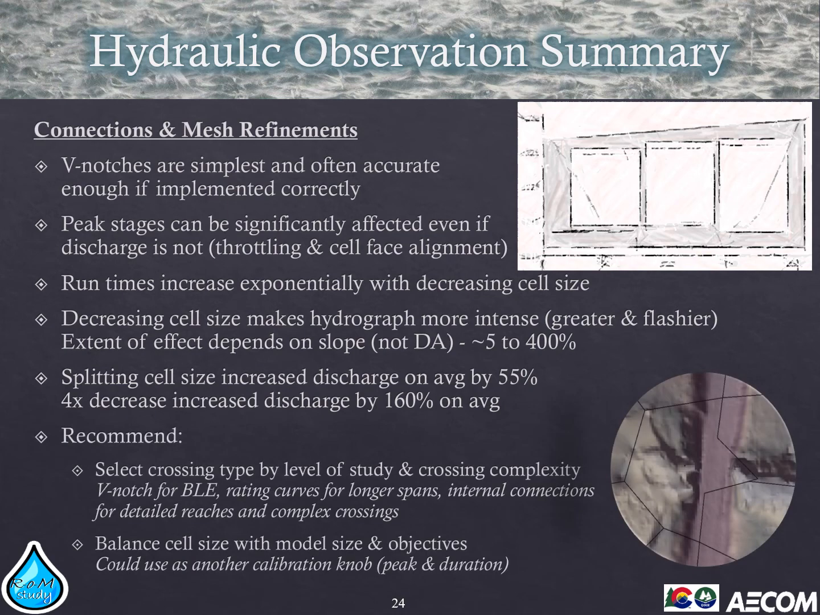So we would recommend selecting a crossing type based on the level of study and the complexity of that specific crossing, and pretty much for BLE, V-notch should be sufficient across the board, unless you have very long spans like a long underground culvert that might merit a rating curve. And then for detailed reaches or complex crossings, you could look at using an internal connection and approximating them with culvert openings. As for the cell size, that needs to be balanced based on the model size and the objectives in terms of level of study and the reach area. But this is another element that could be used as a knob during calibration when you're trying to match your peak discharges and the duration as well.